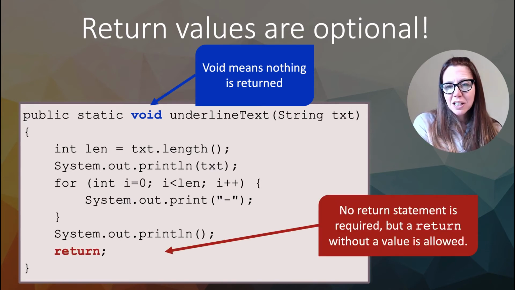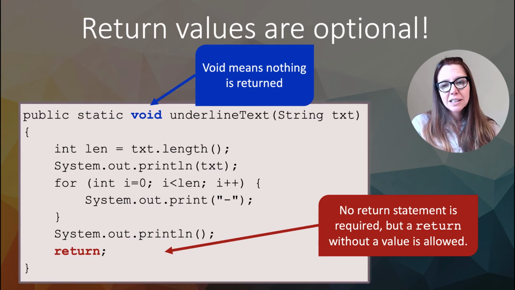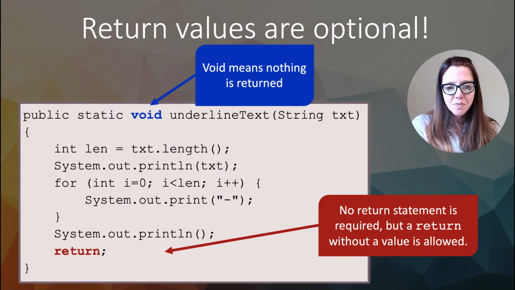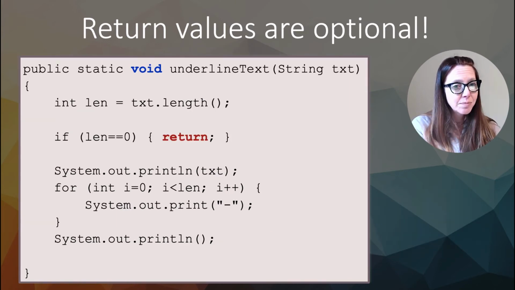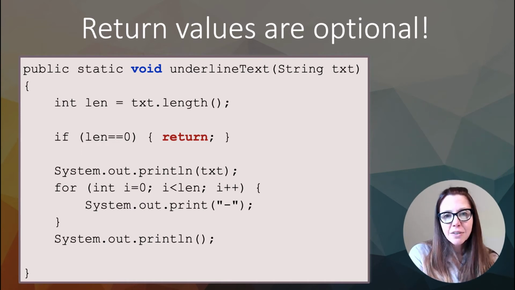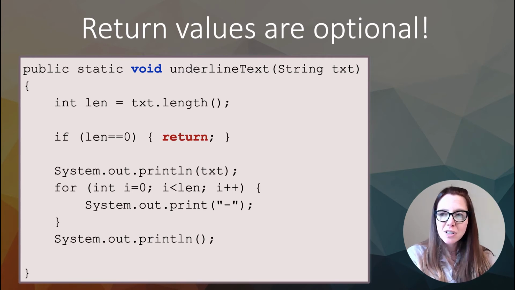While no return statement is required, a return statement without a value is allowed. And that just lets you know that you are returning, breaking from the method. And there are times that this is really useful. So while this method would work even when the length of the string is 0, here's an example of an optional return value that would just save us a few steps. So in this case, we check if the length of the string is 0 and return.